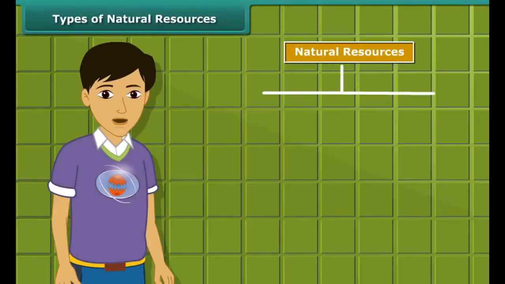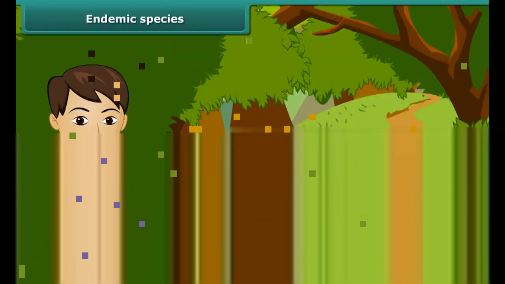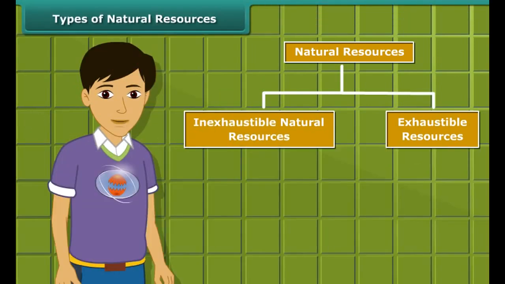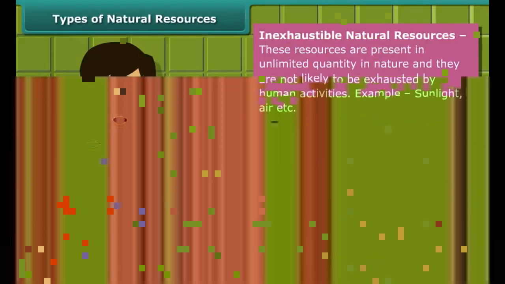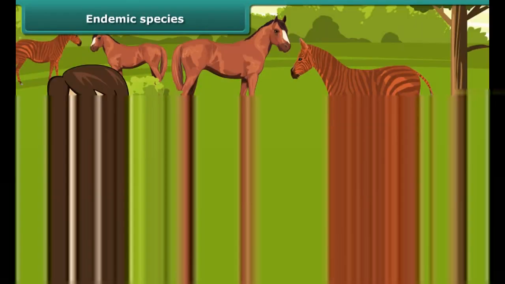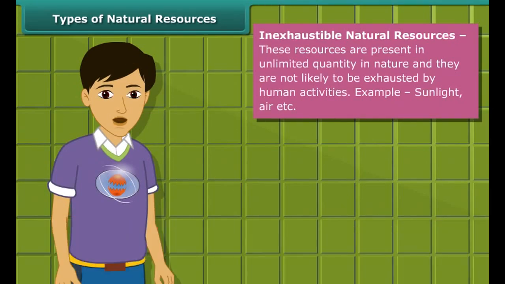Natural resources can be broadly classified into two categories: inexhaustible natural resources and exhaustible natural resources. Inexhaustible natural resources are present in abundance, hence it is unlikely that they will be exhausted by any human activity. Sunlight and air?